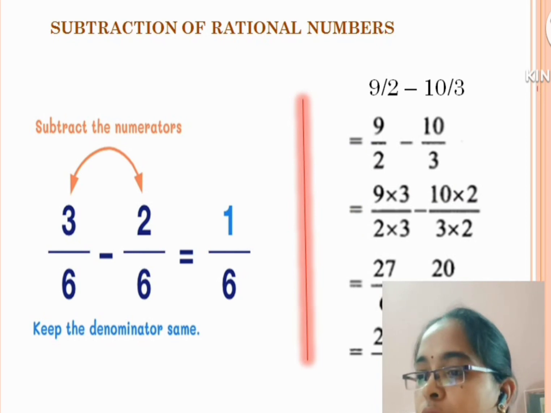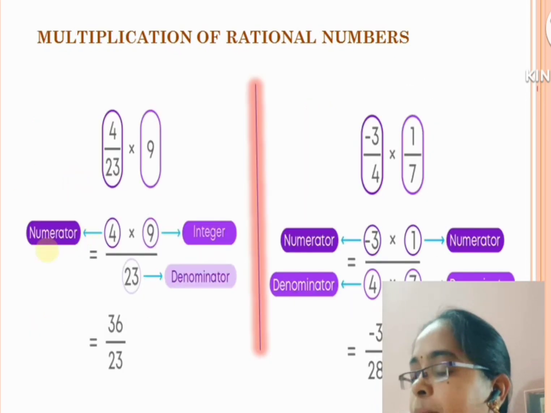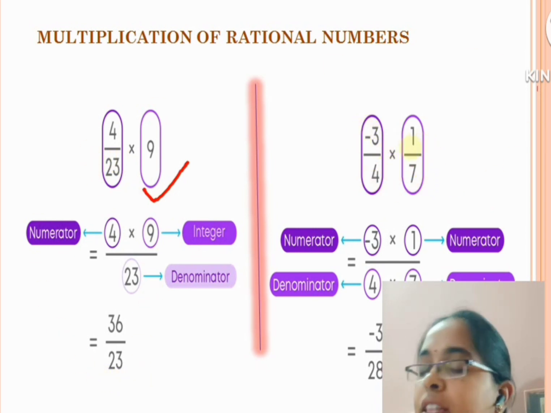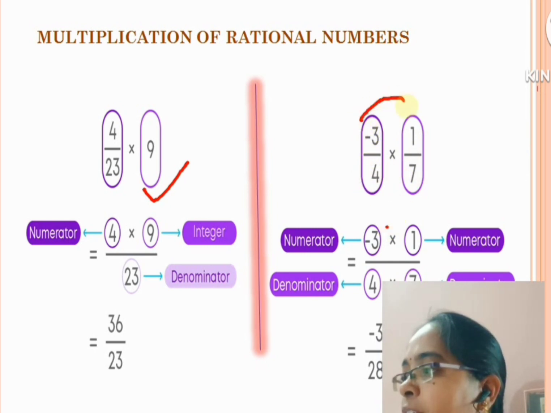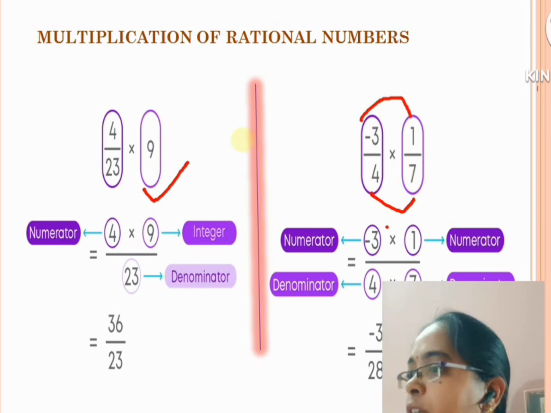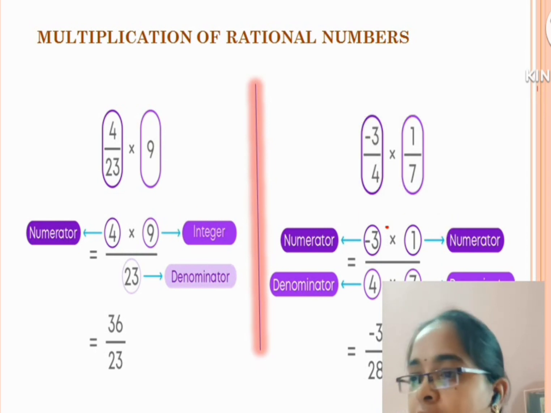To do multiplication of rational numbers, when you are multiplying a rational number with an integer, simply multiply the integer with the numerator. So the numerator and integer we multiply and give the same denominator. When you multiply a rational number with another rational number, you need to multiply the numerator with numerator and the denominator with denominator. So like this we can perform the multiplication operation on rational numbers.